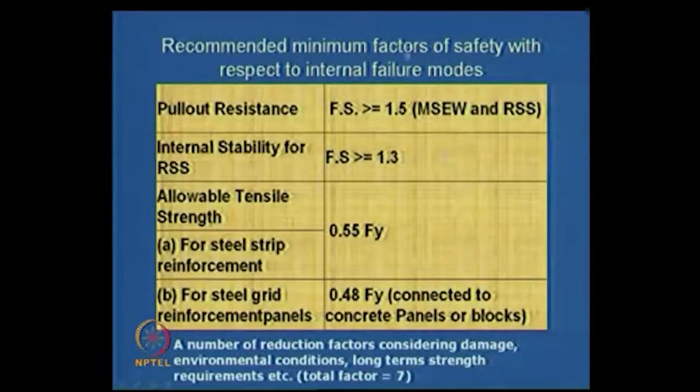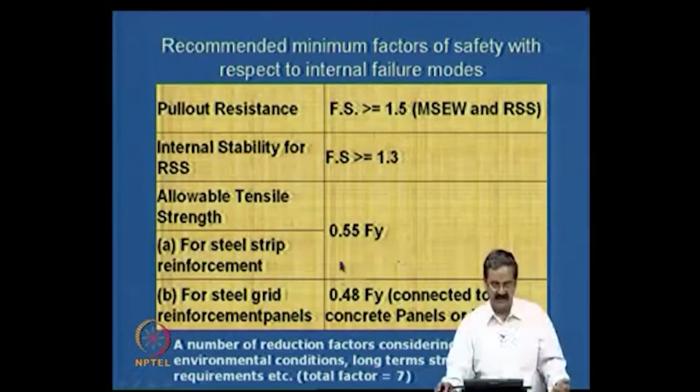So internal stability, also pull-out resistance, the factor of safety should be minimum 1.5. Internal stability for reinforced slopes is about 1.3. Allowable tensile strength of all these materials is something very high, is it not? We know the yield stress of the steel or geogrids or whatever. So you can see that 0.55 is the allowable stress.